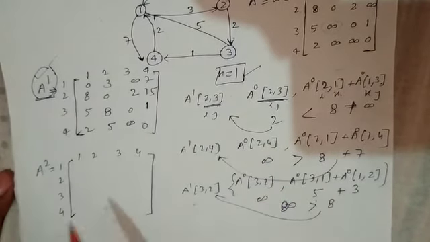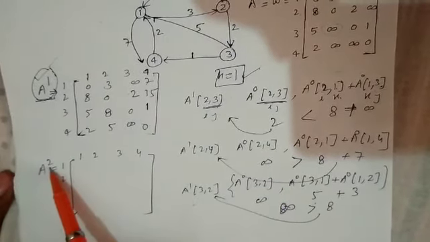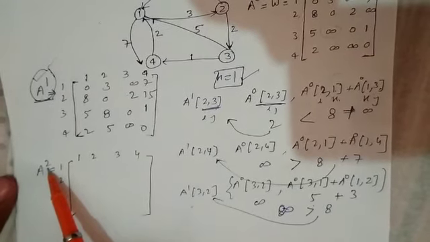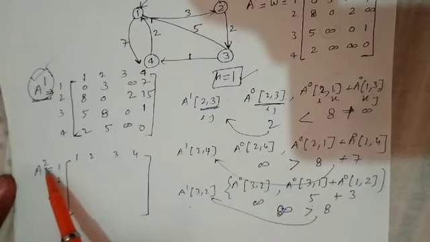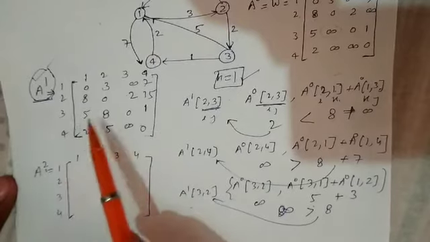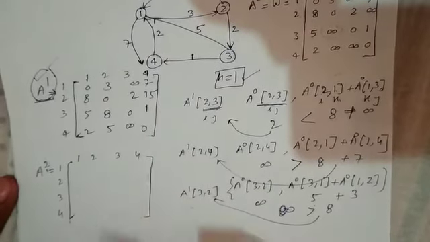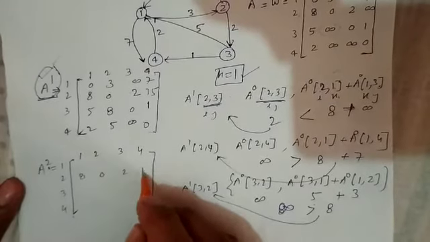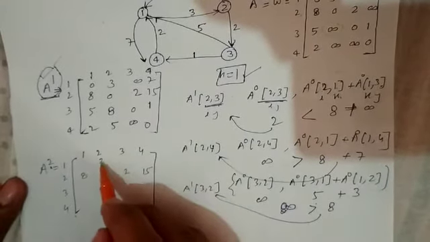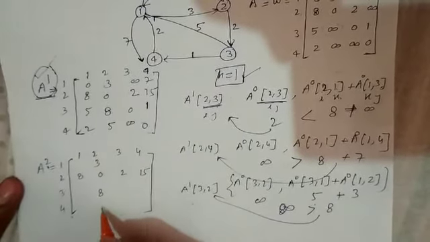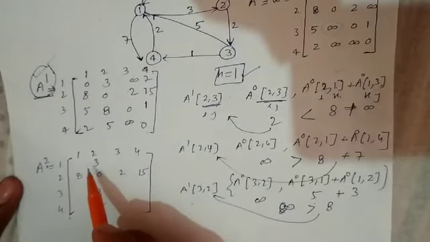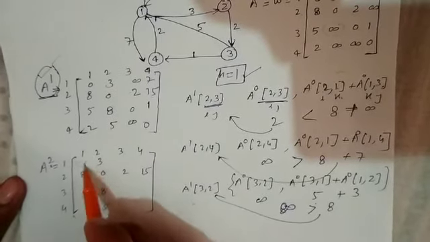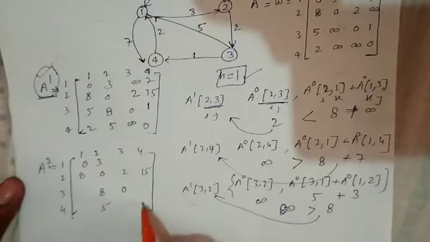Just see here, for the matrix A2, we want to find the shortest path through vertex 2. So the second row and second column of the previous matrix will be the same here. The second row is 8, 0, 2, 15, and the second column is 3, 0, 8, 5. The diagonal value will be 0 here. No change in the diagonal: 0, 0 and 0.